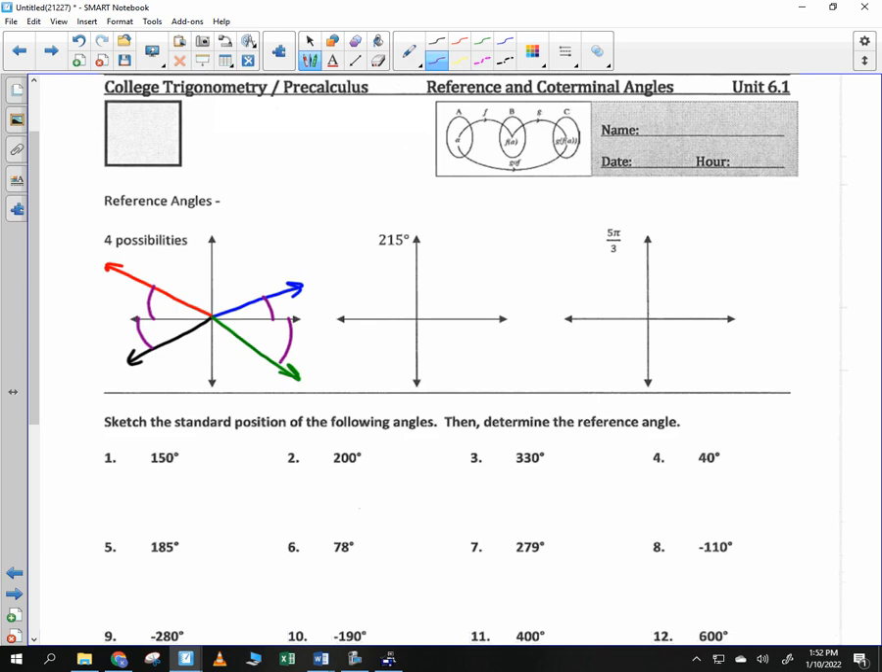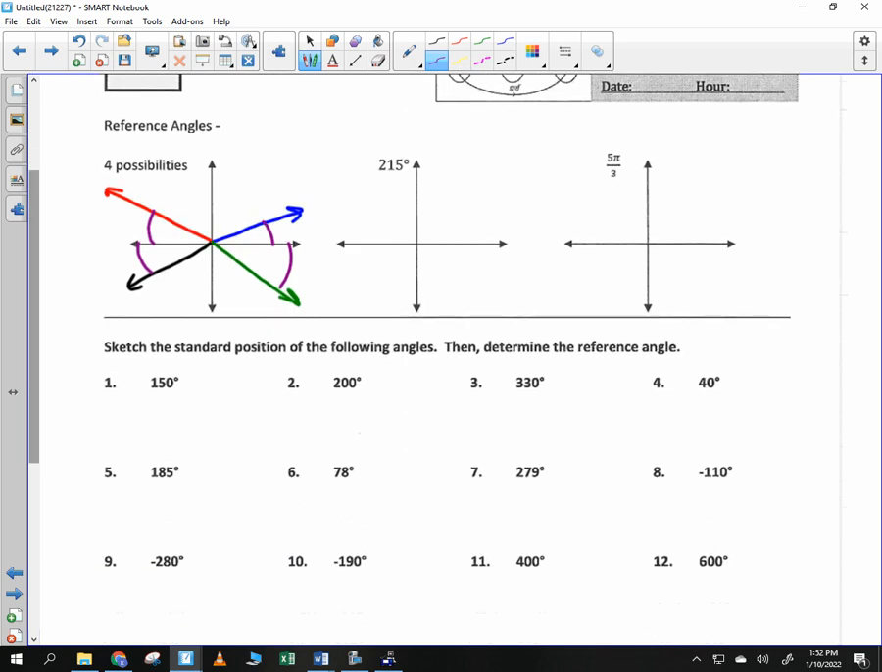So let's do 2 together. If it was 215 degrees, which quadrant is that in? 3rd quadrant. So you're going to draw an angle in the 3rd quadrant. Can somebody tell me what they would do to calculate the reference angle? Yeah, this is 180, and this is 215. So how many degrees past 180 have I gone? So that reference angle is 35 degrees.